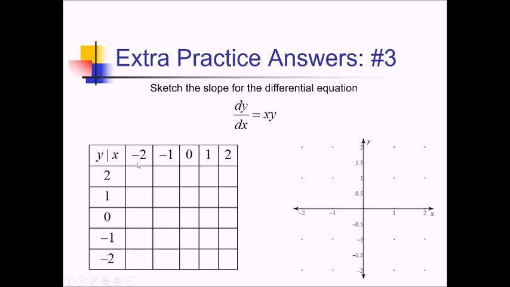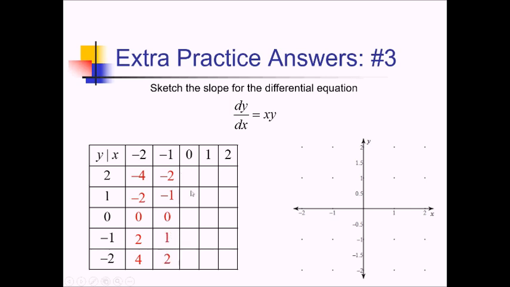This first column, I have all the x values being negative 2. So we basically have negative 2 times all these y values. So negative 2 times 2 is negative 4. Negative 2 times 1 is negative 2. Negative 2 times 0 is 0. And then we have positive 2, positive 4. For this next one, I have negative 1 times all the y values. So we've got negative 2, negative 1, 0, 1, and 2.